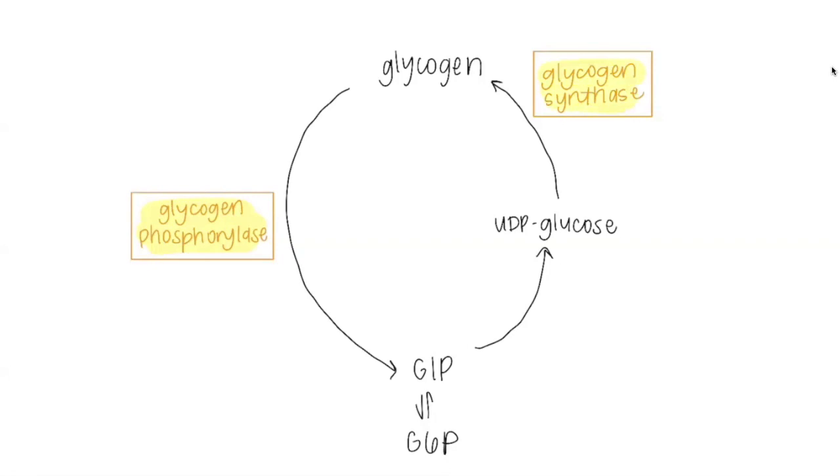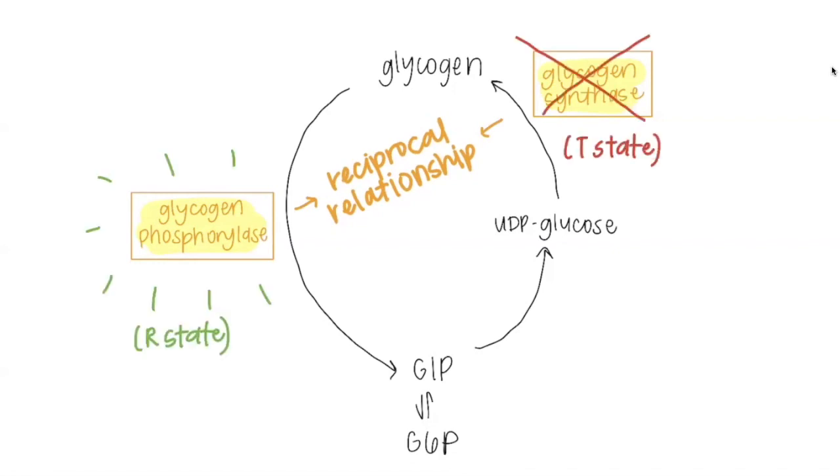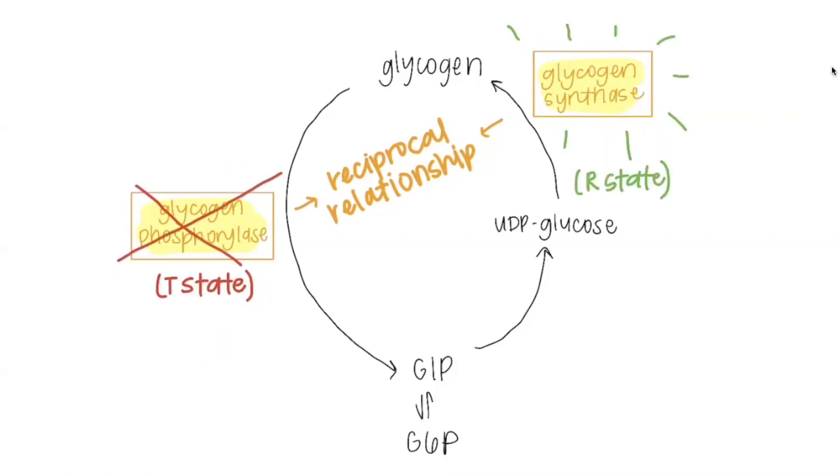This means that these two enzymes are controlled by the body so that glycogen can either be made or broken when need be. Next, it's important to understand the relationship between the two enzymes. They have a reciprocal relationship. This means that one is on, or in the R state, and the other is off, or in the T state, and vice versa. They are turned on and off by covalent modification.